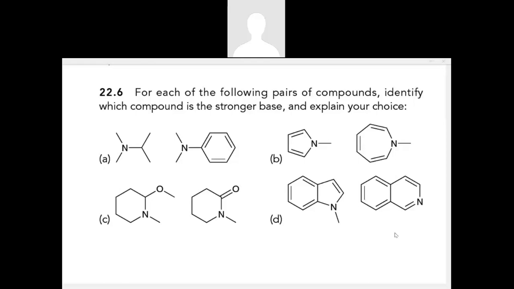In problem 6 from chapter 22, we're asked to look at these pairs of compounds and then determine which of the two is considered a stronger base, and then I'll give an explanation as to why. So let's start with our set here in part A.